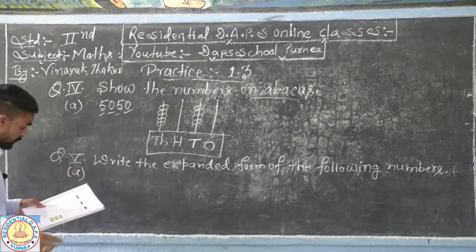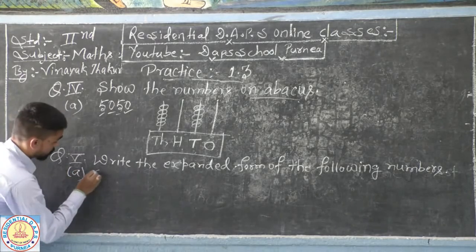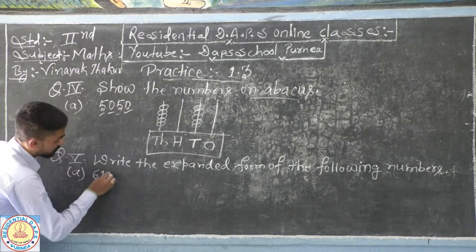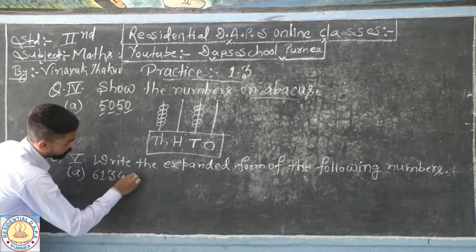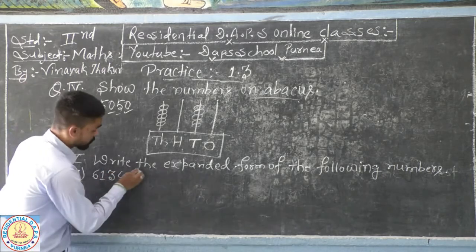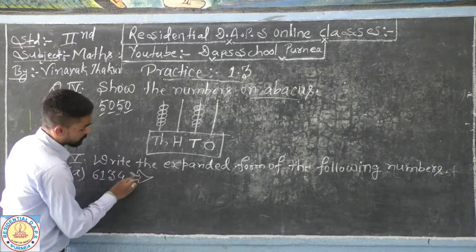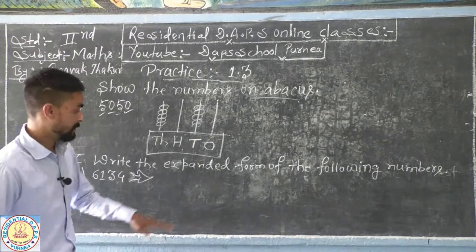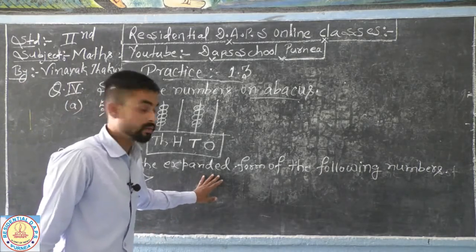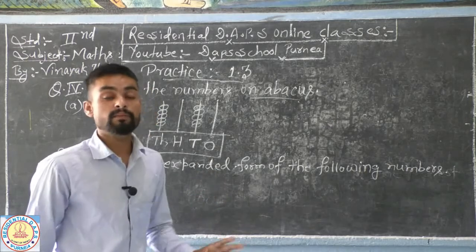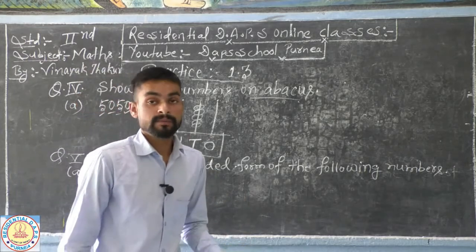Your first question is, your given numeral is 6134. So you have to find out the expanded form of this numeral. And guys, I will tell you that the expanded form means vistarit roop.